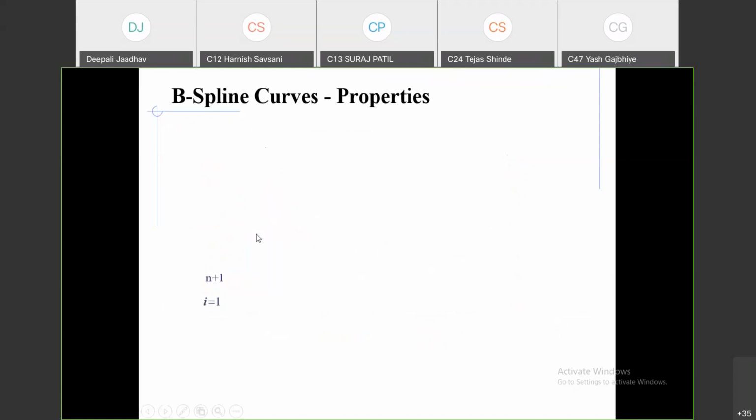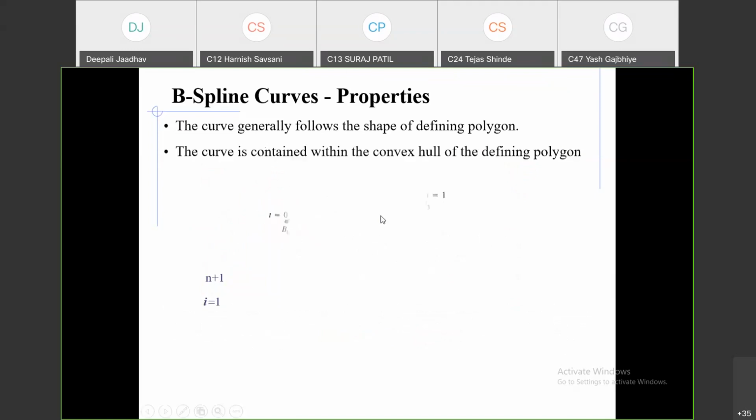Next property: the curve generally follows the shape of the defining polygon. Suppose we consider this is the polygon with 4 vertices, then the curve generally follows the shape of the defining polygon. The curve is contained within the convex hull of the defining polygon. Same property as the Bezier curve.